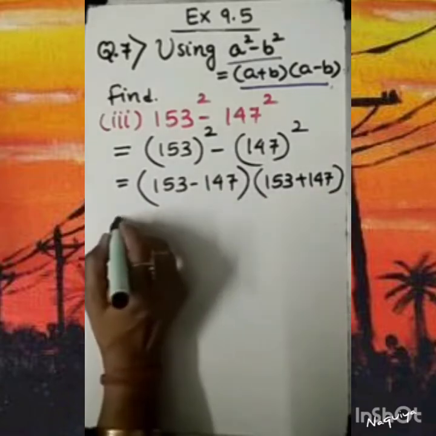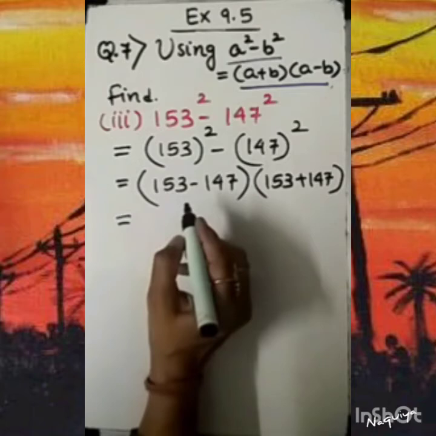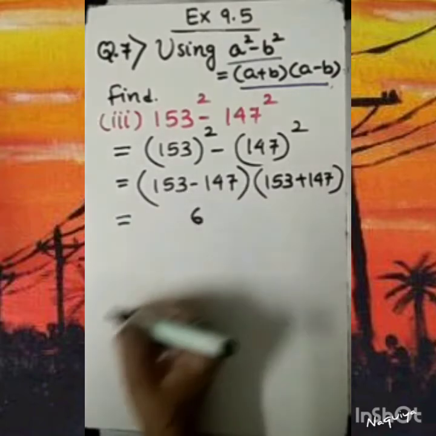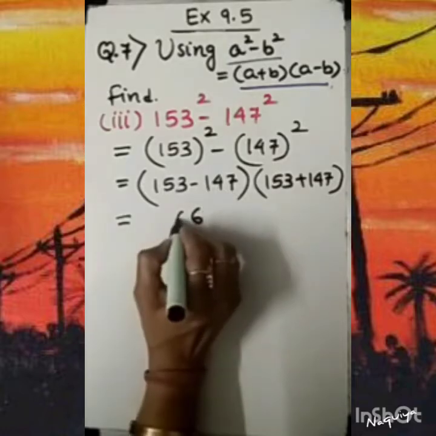Clear? So let's simplify it. Okay. 13 minus 7 gives the result 6. Here 4 minus 4 will be 0.